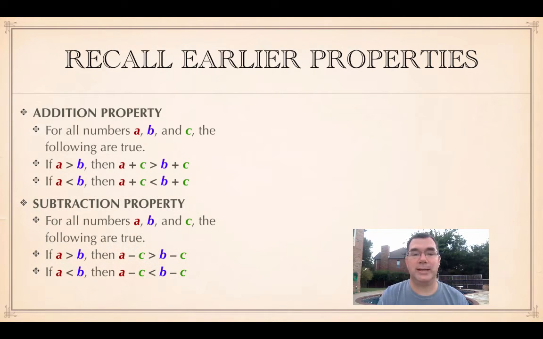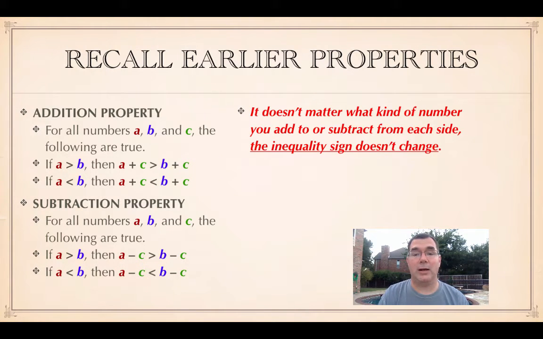Okay, subtraction, same thing. You've got three numbers. If A is greater than B, then you can subtract the same amount from both sides and the inequality sign won't change. And if A is less than B, you can subtract the same amount from both sides and the inequality sign won't change. Okay, so it doesn't matter what kind of number you add or subtract. It could be a decimal, a positive, a negative. If you're adding or subtracting the same amount to or from both sides, then that inequality sign is not going to change direction. Okay, and I bring that up because when we start talking about multiplication and division, it's not going to be the same.